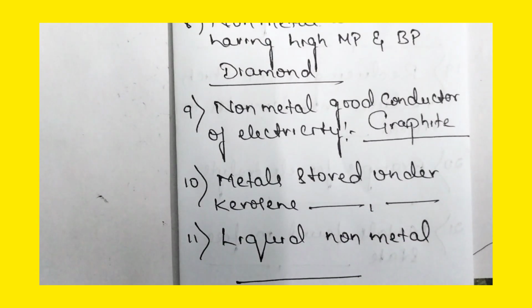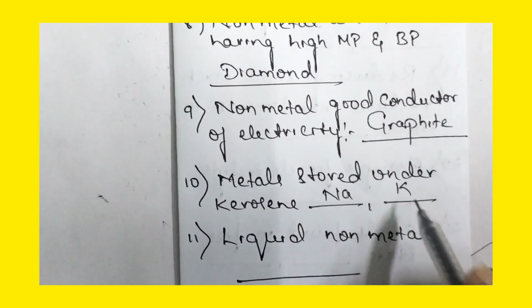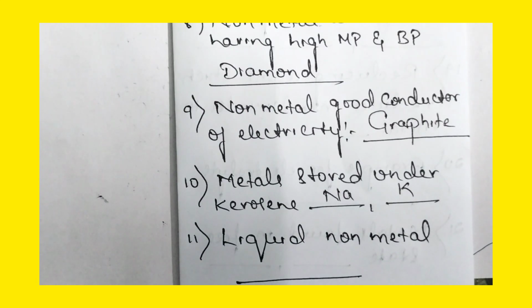Then coming to the 10th question, metals stored under kerosene. So name the metals which are stored under kerosene. They are highly reactive metals. We keep sodium and potassium under kerosene because sodium and potassium are highly reactive metals. They react readily with air and water. Since they react readily with air and water, they are stored under kerosene.